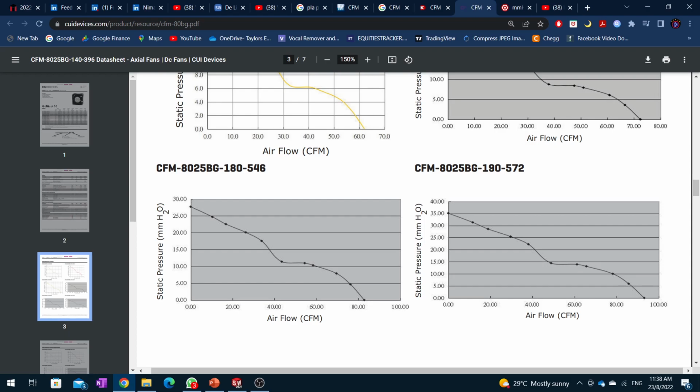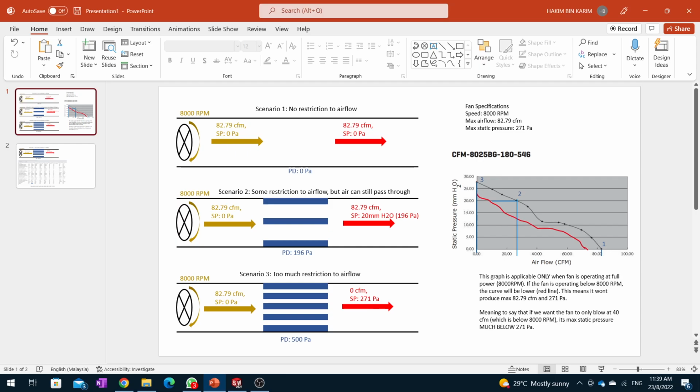So at maximum static pressure there is zero airflow, and at maximum airflow there is zero static pressure. Zero static pressure is when there is no restriction in the airflow. So when there is no restriction in the airflow, the fan will rotate at full speed. Okay, so I made some slides here.